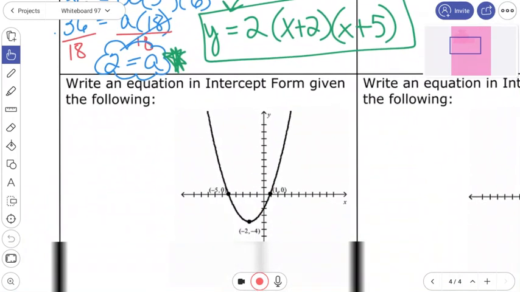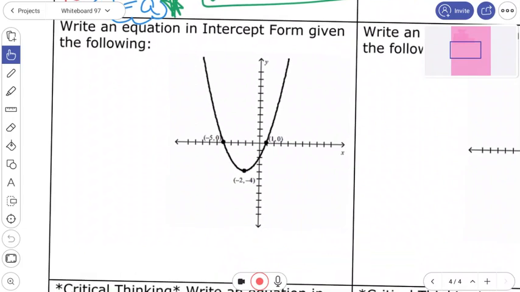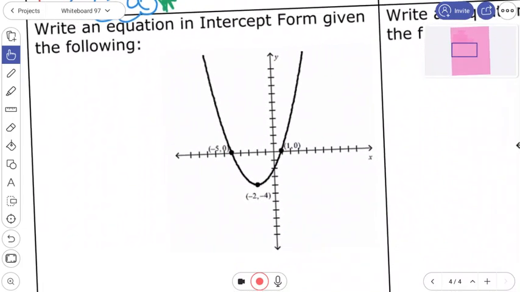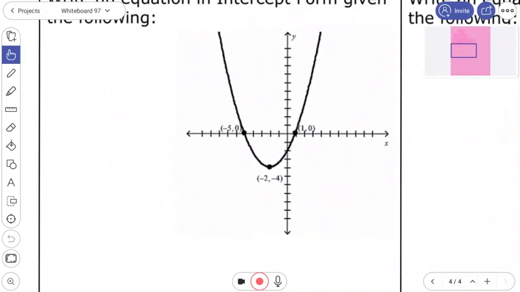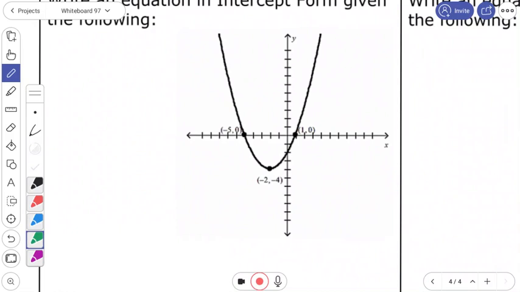All right, last example. It says write an equation in intercept form given the following. So what information are you given? If I look at this parabola, I see that I'm not only given my x-intercepts, I'm also given the vertex. So if you are allowed to choose which form you want to write, you could have used vertex form if you wanted to. But we're going to go ahead and practice intercept form since that's what we're working on today.